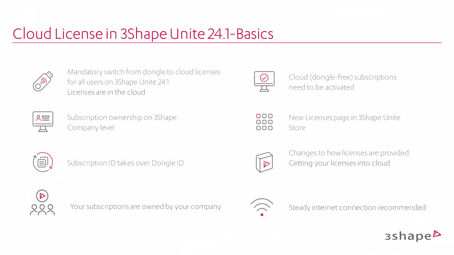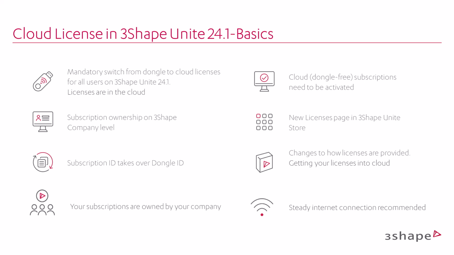In 3Shape Unite 24.1, switching from dongle to cloud licenses is mandatory for all users, as Unite 24.1 does not support licenses from dongles. Cloud subscriptions for dongle-free systems require activation by end users using a 16-digit code included in the 3Shape package or subscription purchase. Ownership of subscriptions will reside at the company level within the user's 3Shape account.